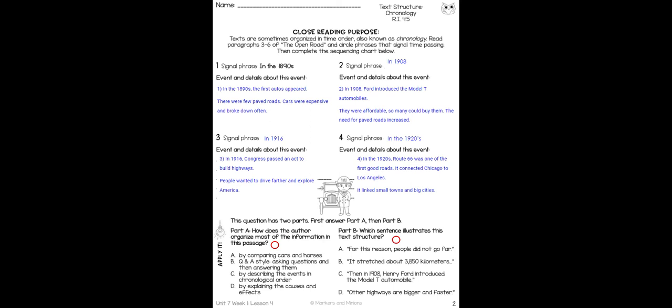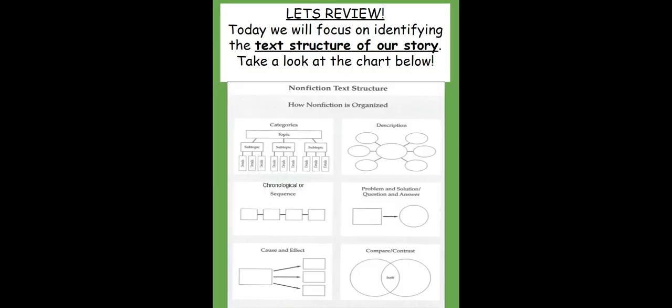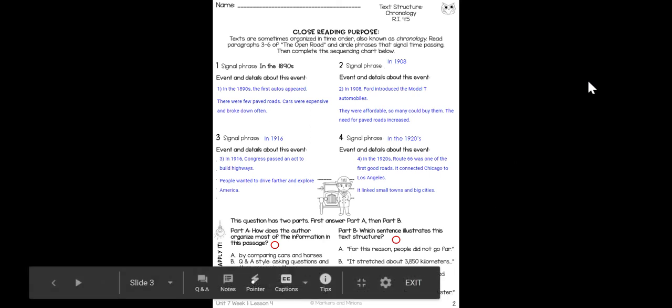So for your lesson today, I want you to look back and see if you found those events and did you annotate those events on a separate sheet of paper? Okay? Read through events 1 through 4 on the graphic organizer and then take a look at the apply it, our exit ticket at the bottom. How does the author organize most of the information in this passage? So how is this organized? You're going to take this back to figure out what text structure was used. And then which sentence illustrates this text structure? So which one of these gives you an option that helps you figure out the clue? If any questions, let me know.